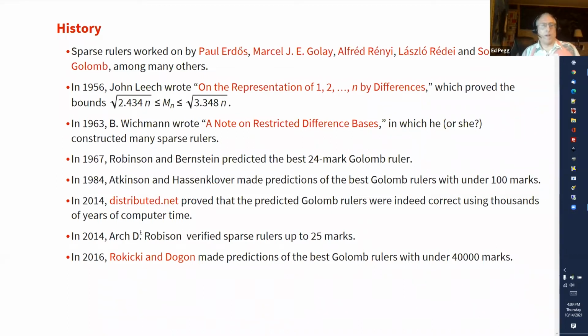R.C. Robinson then in 2014 used a big cluster of computers at Intel to look at sparse rulers up to 25 marks, which would get a length of 213.